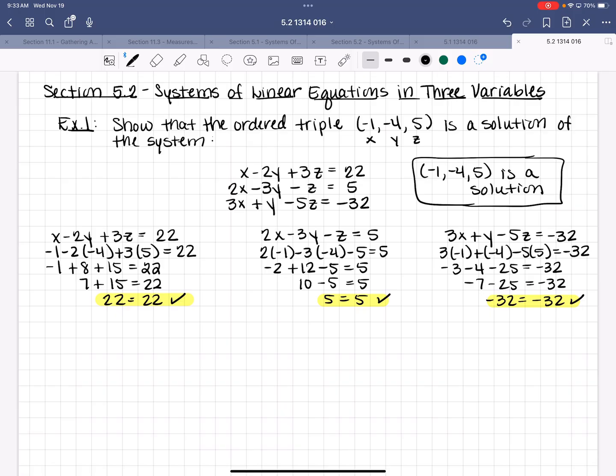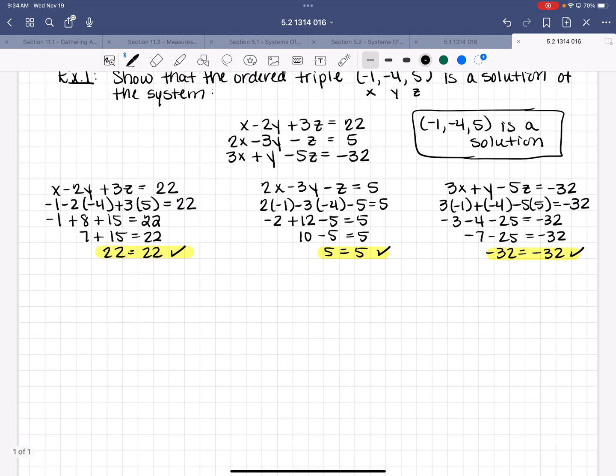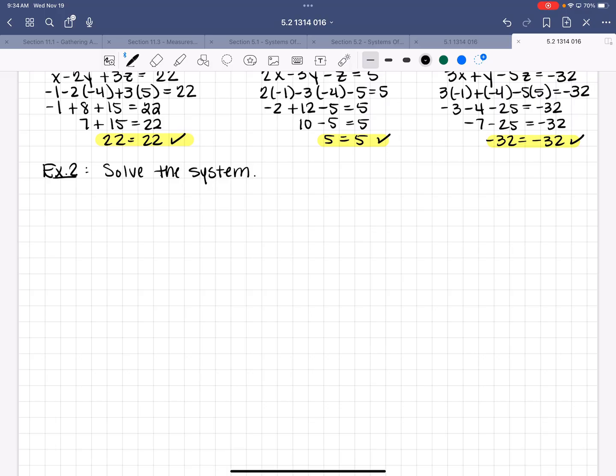Okay. Example 2. It just says solve the system. Okay. This time we've got x plus 4y minus z equals 20. 3x plus 2y plus z equals 8. And 2x minus 3y plus 2z equals negative 16.